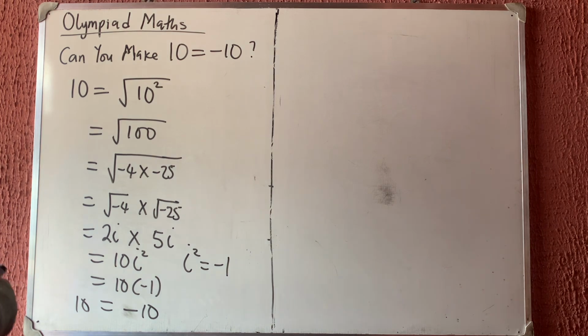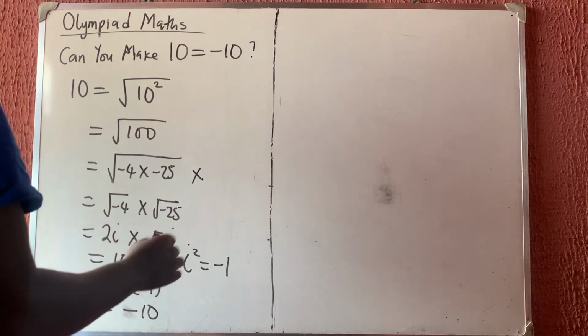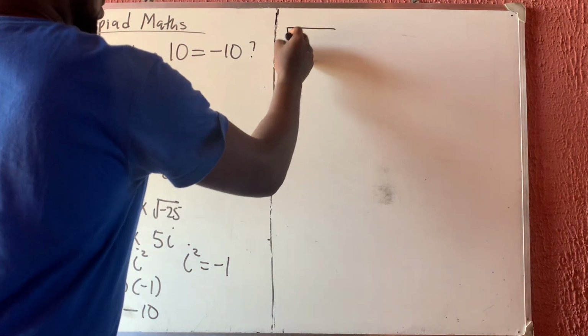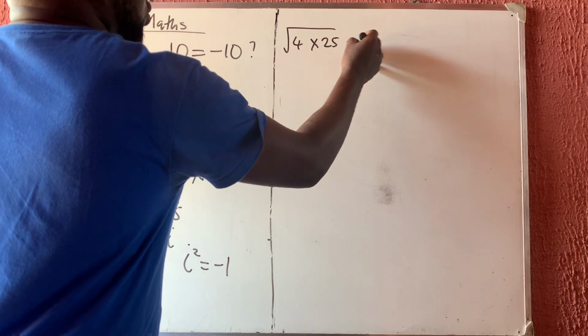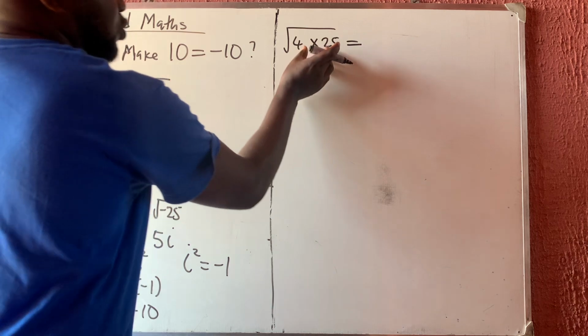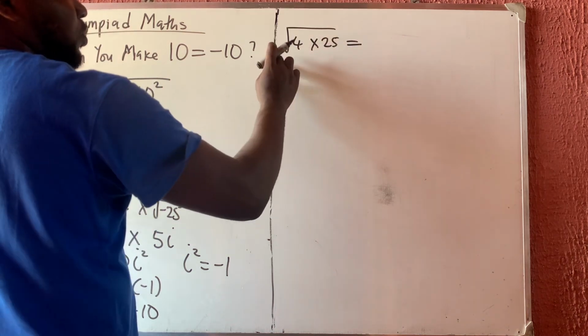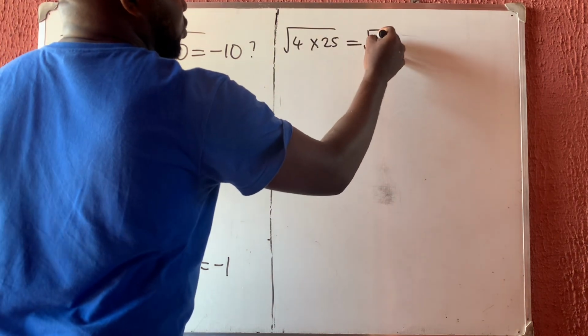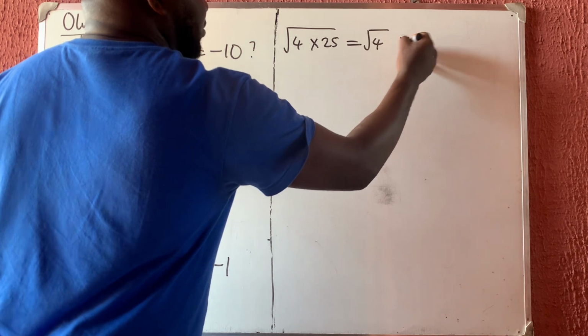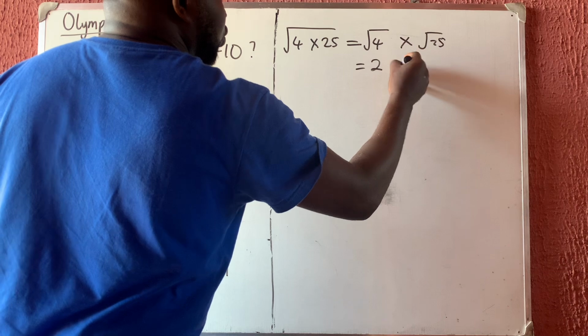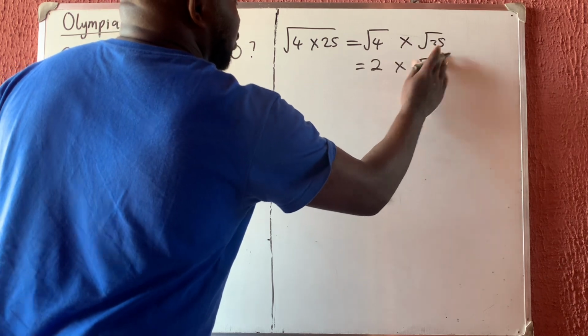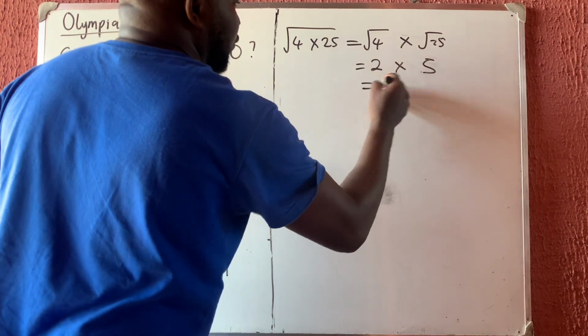But is this mathematics correct? No, it's not correct. The only problem is here. If you have the square root of two positive numbers, 4 times 25, you can decide to multiply the inside and take the square root, or you separate them to be the square root of 4 times the square root of 25, which will give you 2 times 5, which will give you 10.